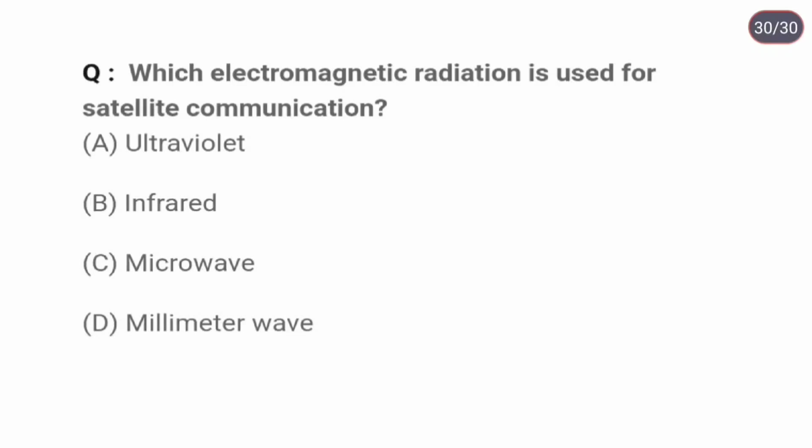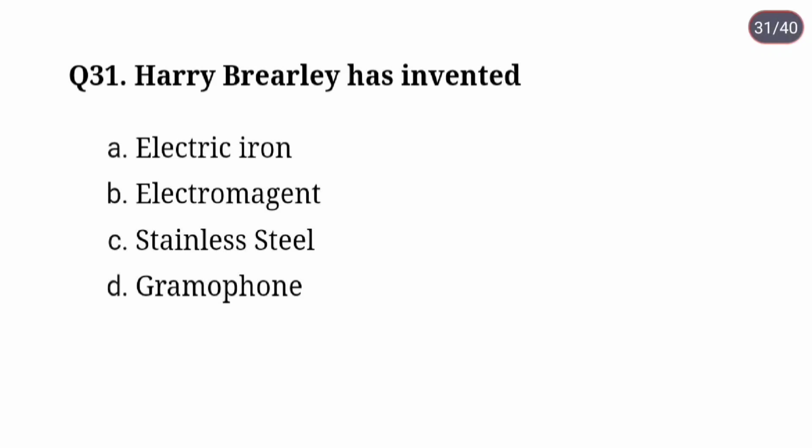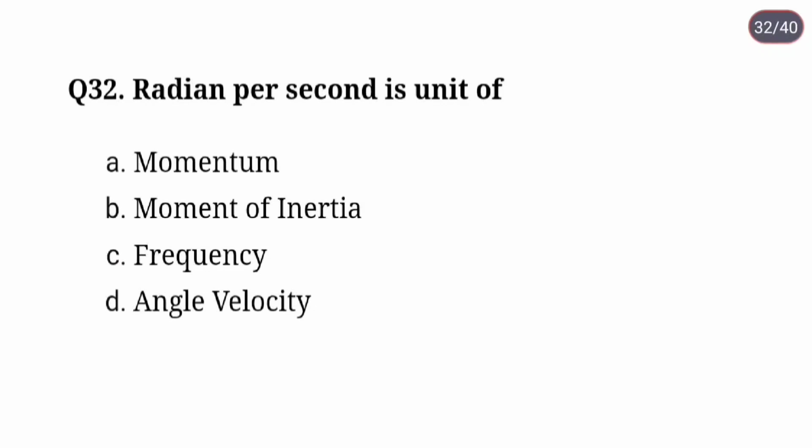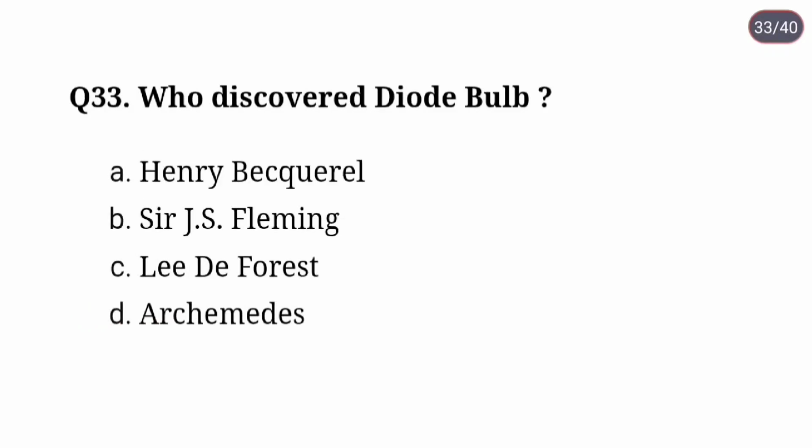Which electromagnetic radiation is used for satellite communication? Microwave. Harry Brearley has invented stainless steel. Radian per second is a unit of angle velocity. Who discovered diode bulb? Sir J.S. Fleming.